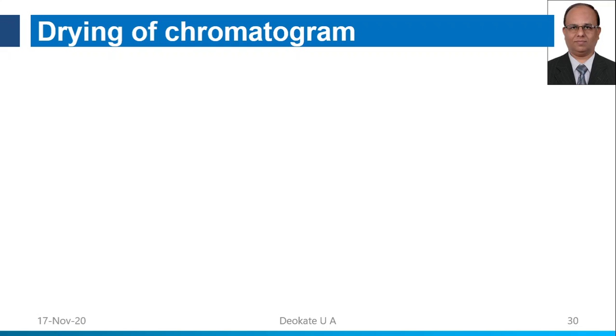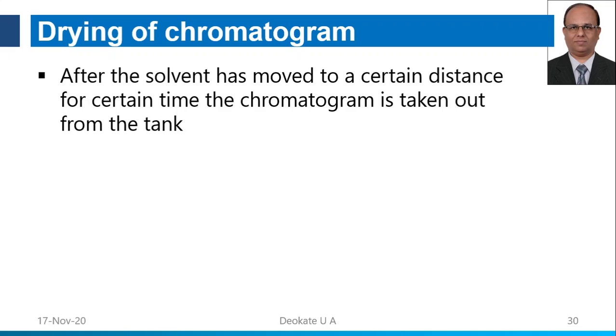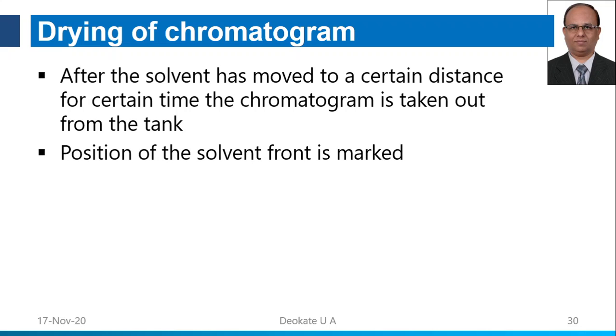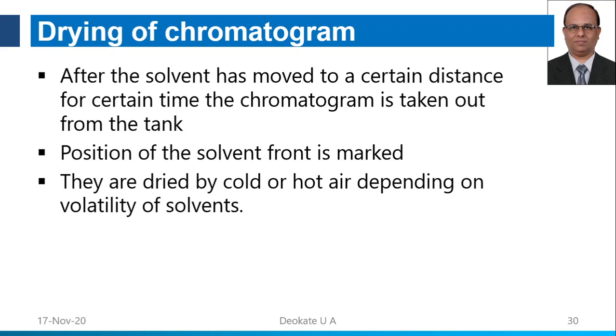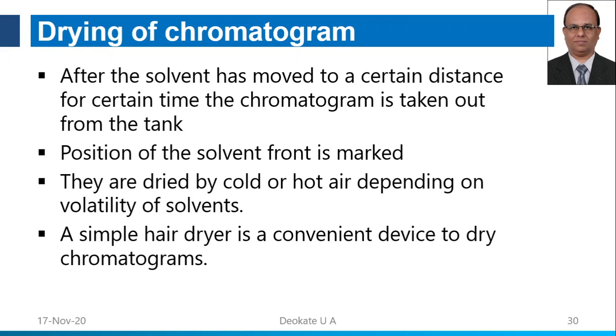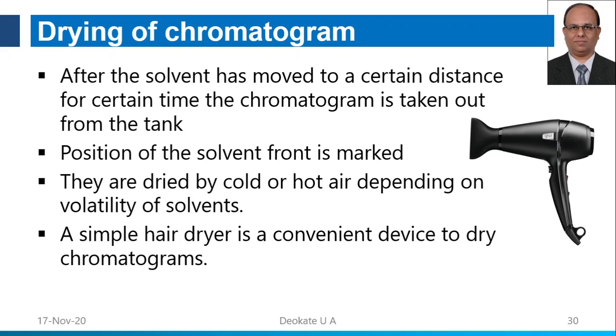After completion of development of the chromatographic plate, drying of the chromatogram is essential. After the solvent has moved a certain distance for a certain time, the chromatogram is taken out from the tank. The position of the solvent front is marked. They are dried by cold or hot air depending upon the volatility of the solvent. A simple hair dryer is a convenient device to dry the chromatogram.